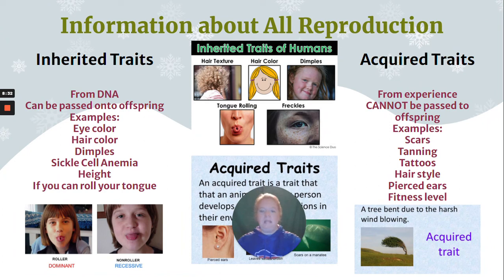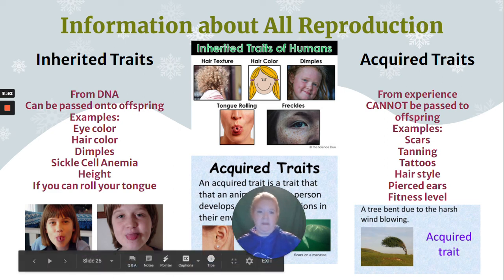Okay, now inherited traits versus acquired traits. Inherited traits are things you can pass on to your offspring. It's in your DNA. So your eye color, your hair color, whether you have dimples, whether you have sickle cell anemia, your height, if you can roll your tongue. Those are all examples. Freckles.